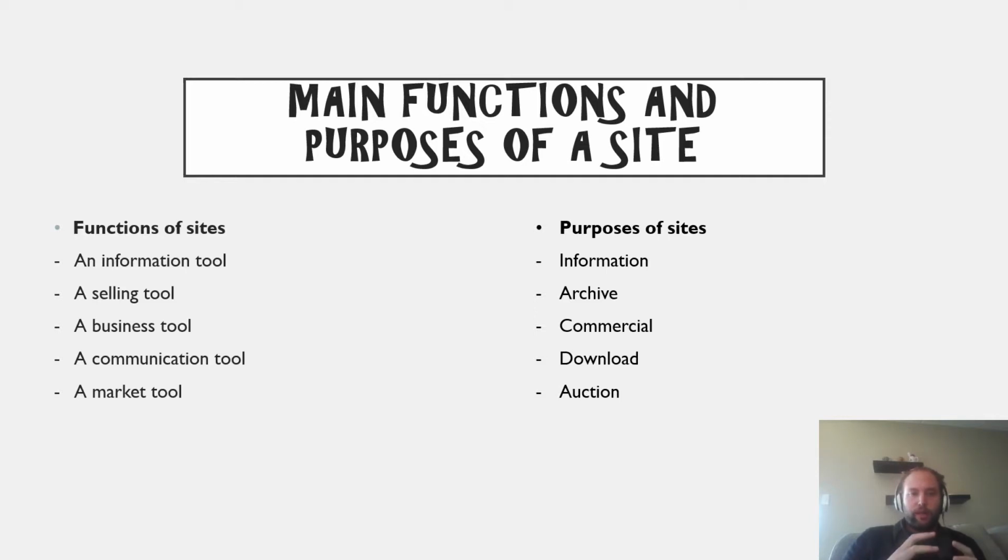So there are five functions of sites. A site can be an information tool, a selling tool, business tool, communication tool, or market tool. Now, the purpose of this is to provide information, archive, be for commercial use, be there for downloading, or even auctioning, like eBay.